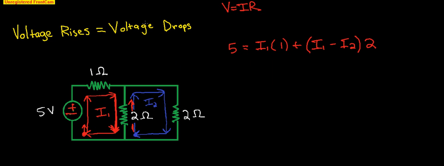Now let's take a look at mesh 2. If we look in mesh 2, there are no voltage rises. We don't see anything that supplies energy. So this will be 0, no rises, will equal our voltage drops. Let's start in this corner right over here. You can start anywhere you want in the mesh as long as you make a full circle and get back to that point. So coming down, this will be I2 times our outside 2 ohm resistor, so this will be times 2.